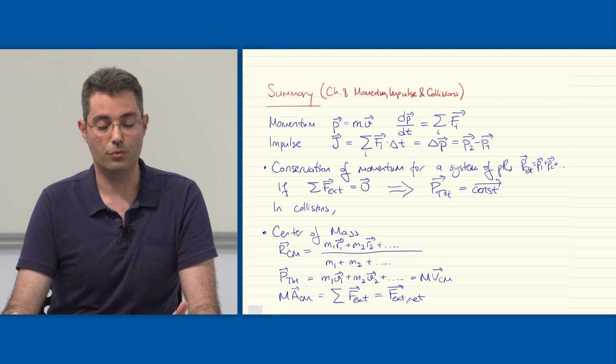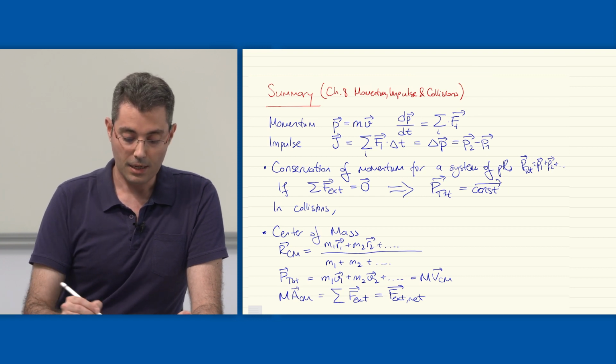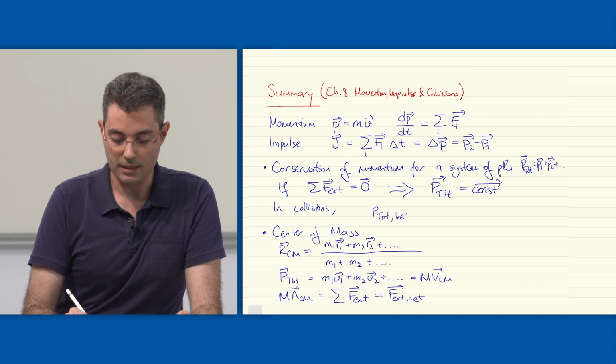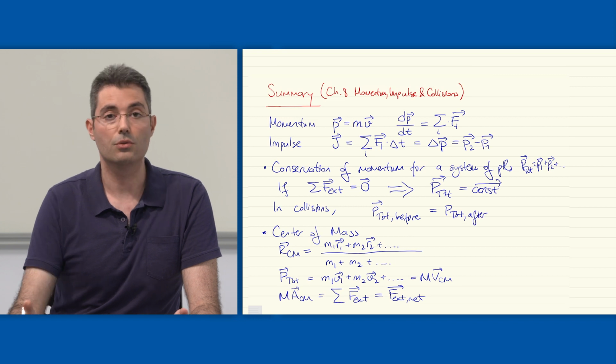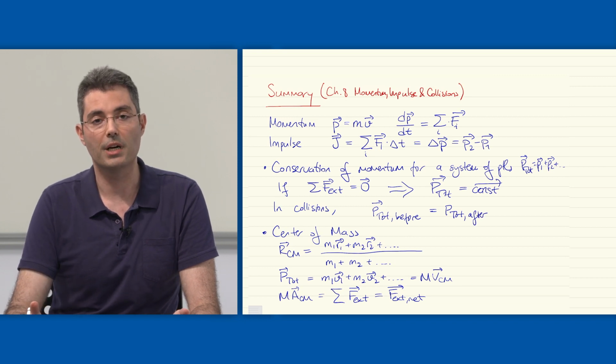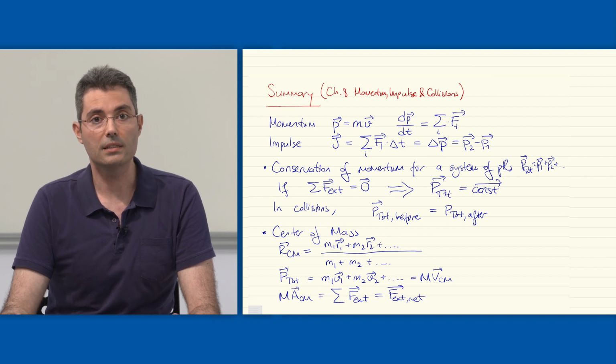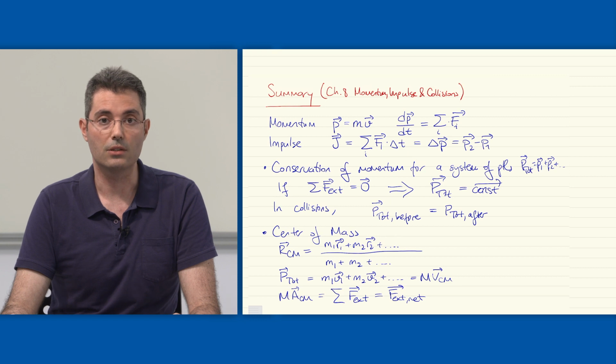This was of particular importance for collisions because we usually assume that the collisions take place very rapidly. So during the collision, we can neglect all the external forces. Therefore, this leads us to the equality that the total momentum before the collision is equal to the total momentum after the collision. So we can relate the states of the particles before the collision to the states of the particles after the collision.